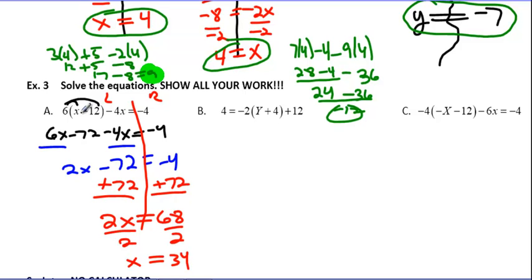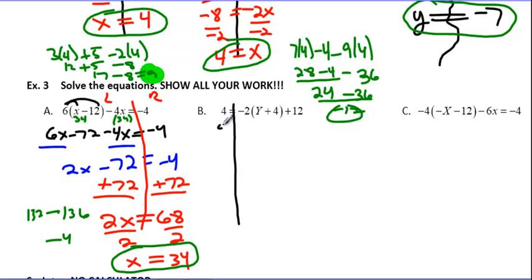Alright, let's check our answer. I'm going to plug in my 34. I'm going to put it here and here. Do that subtraction. It's going to be 22. Alright, 22 times 6 is going to be 132. Minus 4 times 34 is going to be, let's see, that'll be 16 carried a 1 over, 136. Subtract that, you get negative 4. It checks out. We have a winner. Alright, let's see another example.